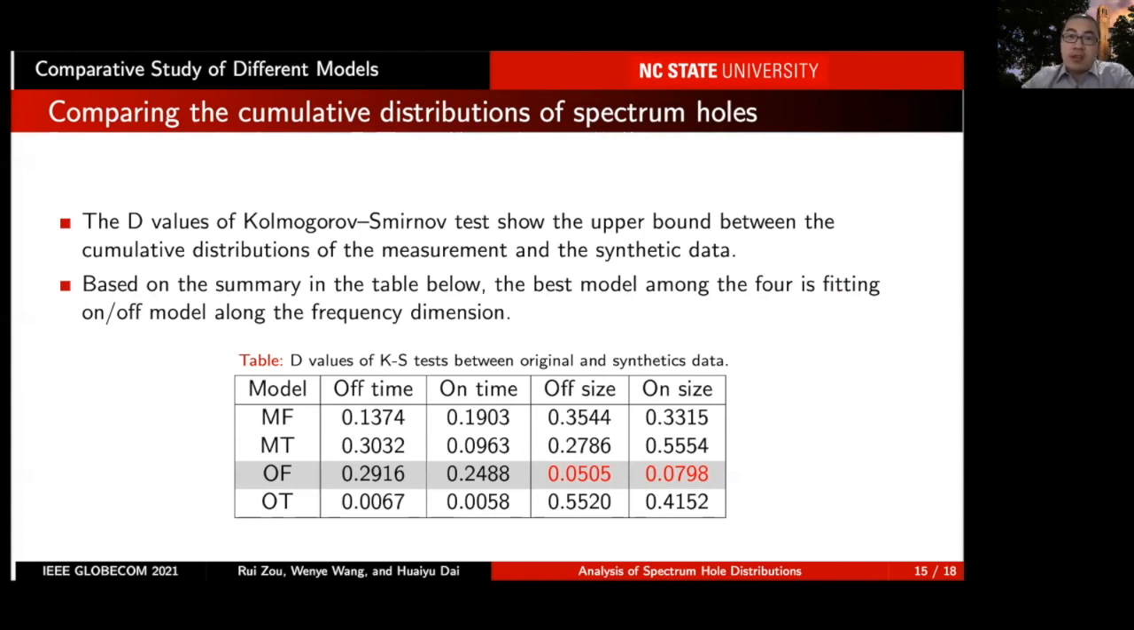Now let's quantitatively compare the CDFs of the four models with that of the measurement. The D value of the KS test is the upper bound of the difference between two CDFs, and the table summarizes the D-value comparisons of the four models. Based on this table, the summation of the D-values in a row is smaller when the models are fitted to the spectrum holes in the frequency domain, which is true for both on-off and the Markov models. Fitting the on-off model to the spectrum holes in the frequency domain achieves the smallest total D-values.